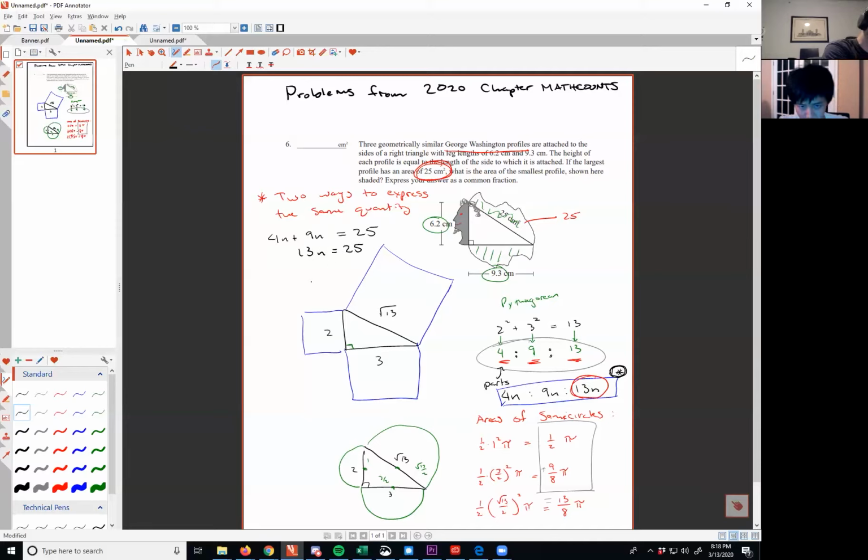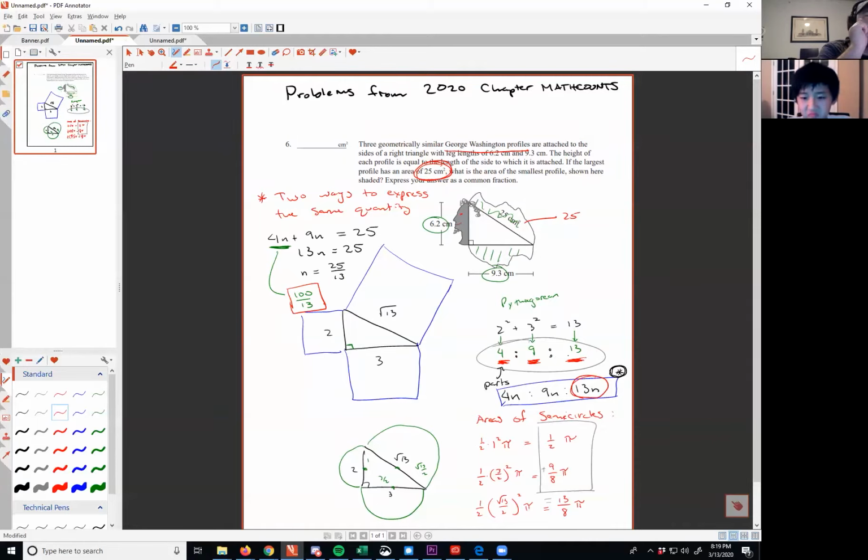So what is n? N is 25 divided by 13. That's right. So what is the area of the smallest profile? If n is 25 out of 13, is it 50 out of 13? You're warm. Wait, 100 divided by 13. Yes. Oh. Yeah. Area of the smallest one is 4n. Area of the middle one is 9n. Area of the large one, 13n.